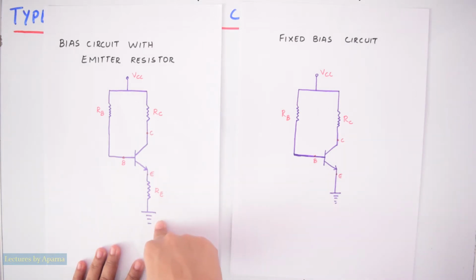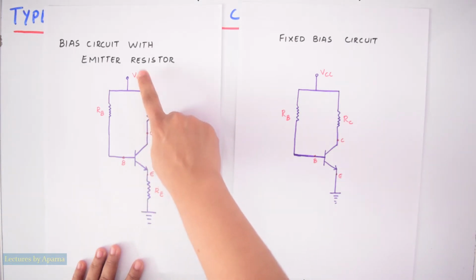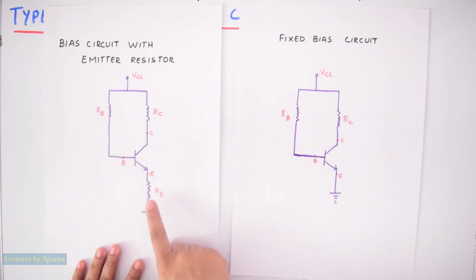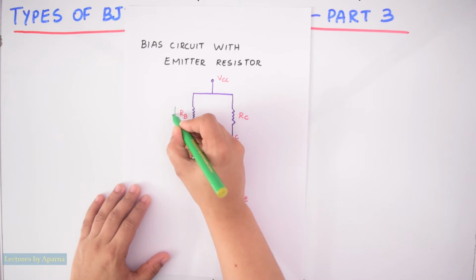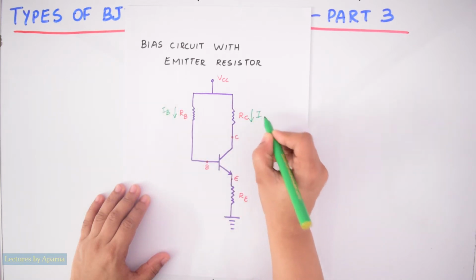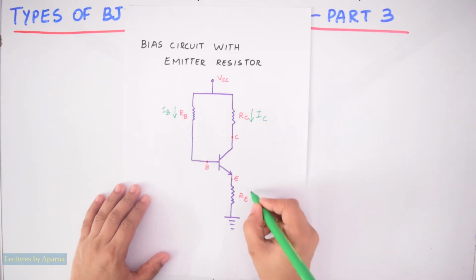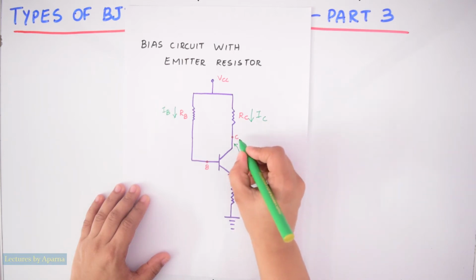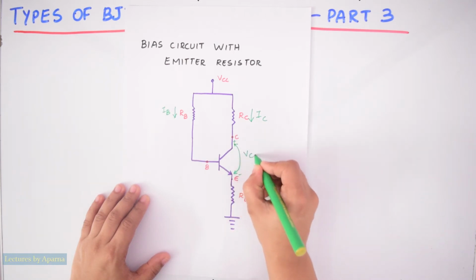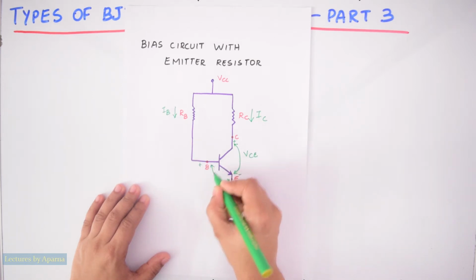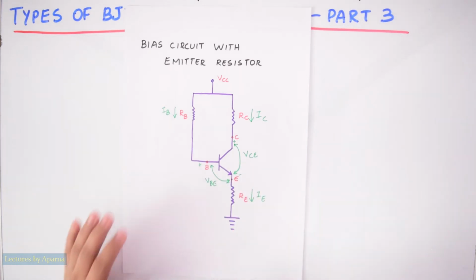So in this circuit, there is a battery VCC and 3 resistors RB, RC and RE. This is IB. This current through this RC is IC. Current through this RE is IE. The voltage across collector to emitter terminal is VCE and the voltage across this base and emitter terminals is VB.